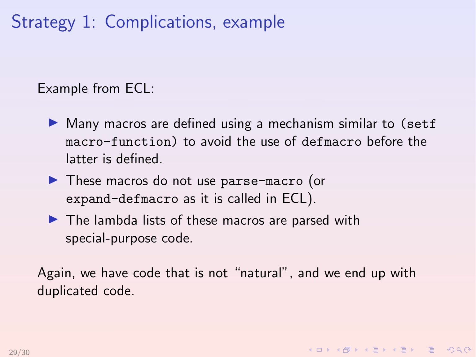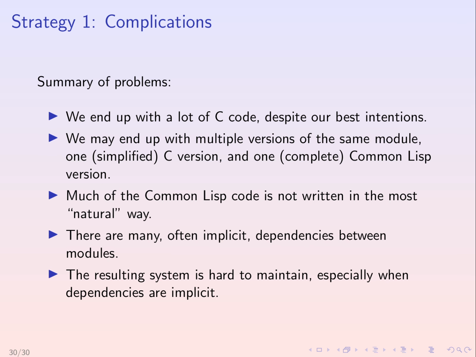So that pretty much concludes part one. And to summarize the complications of this strategy, which is, I repeat, we create a small core defined in a different language like C, and we want to add modules to it, and we want the modules to be written in Common Lisp. But in fact, there are many complications. We end up with a lot more C code than we would like to, despite our best intentions. We may end up with several versions of the same module, like if we have a simplified C version of the reader and then load a complete Common Lisp version of it. We have two versions of the reader now.